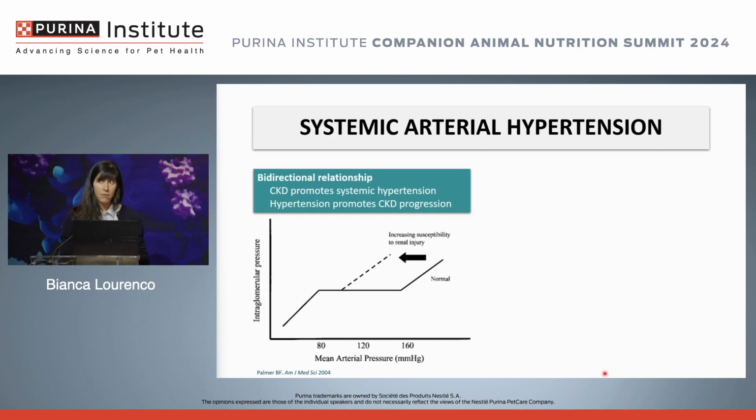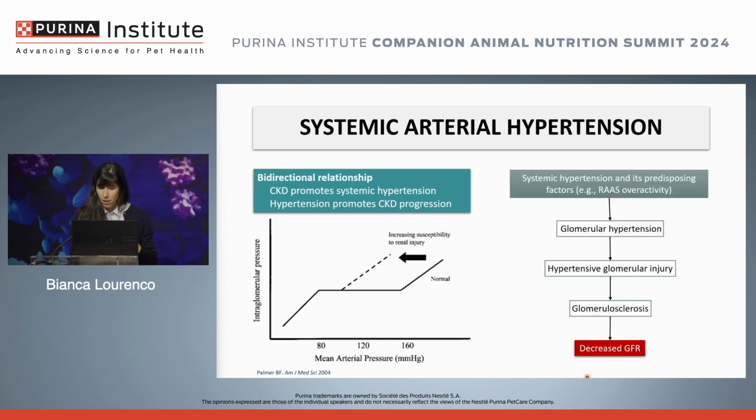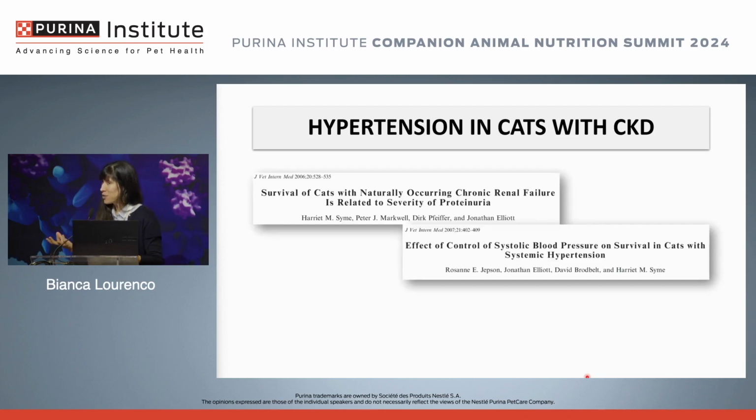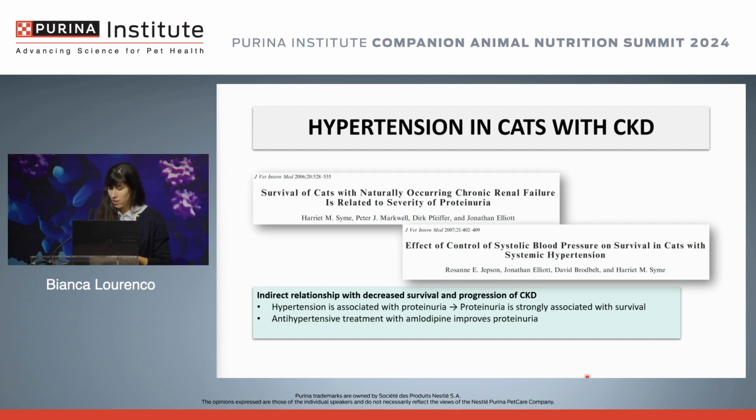We know that individuals with chronic kidney disease have increasing susceptibility to renal injury because they are less able to auto-regulate their renal blood flow. So again, hypertension is going to promote glomerular hypertension, glomerulosclerosis, and ongoing damage. What do we know about hypertension in CKD in cats? Again, cats are really fun, right? So in people and even dogs, a direct link between hypertension and survival is well documented. Cats like to make things a little bit interesting for us, right?